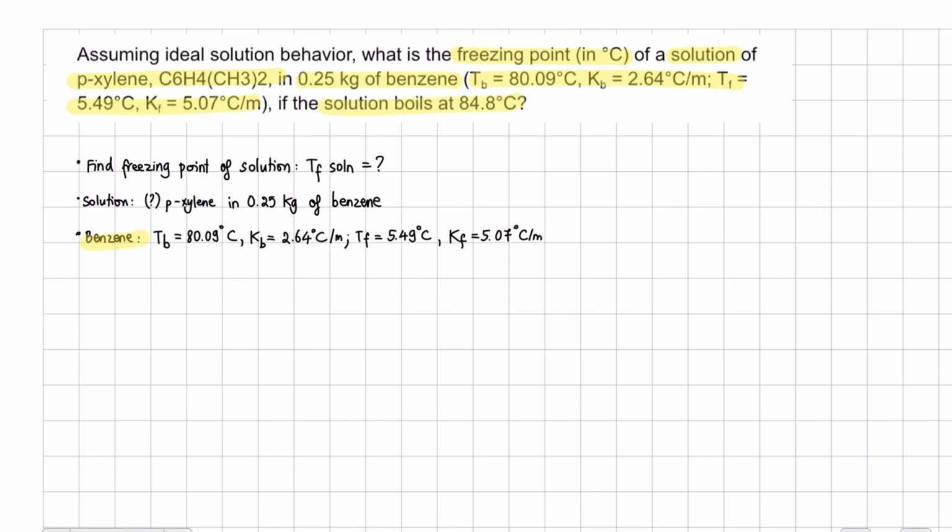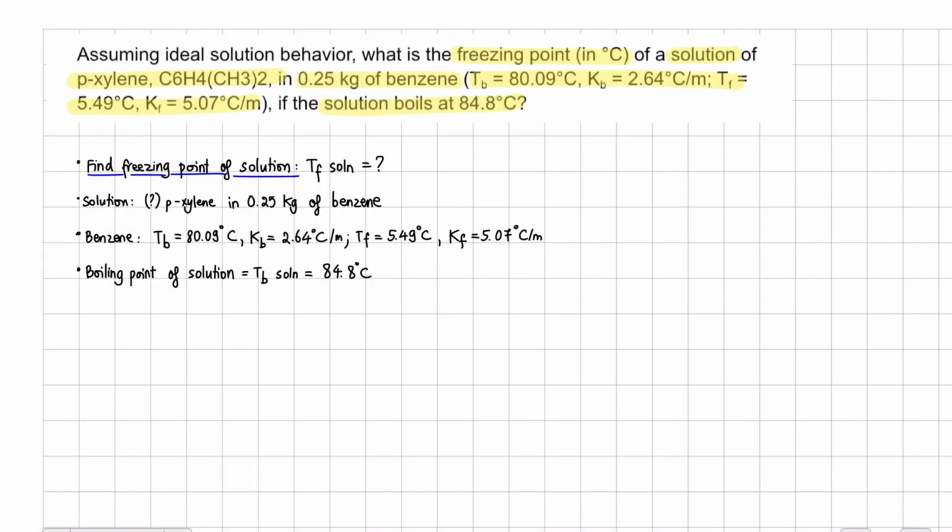We know that the boiling point of benzene, or Tb, is 80.09 degrees Celsius. We know that the boiling point elevation constant of benzene, Kb, is 2.64 degrees Celsius per mole. Next, we know the freezing point of benzene, Tf, is 5.49 degrees Celsius. Lastly, we're given that the freezing point depression constant of benzene, Kf, is 5.07 degrees Celsius per mole. We're also given that the boiling point of the solution, Tb solution, is 84.8 degrees Celsius.